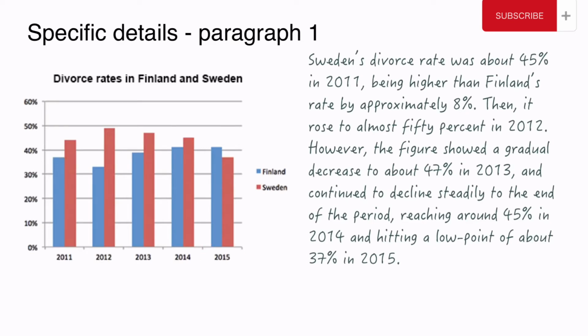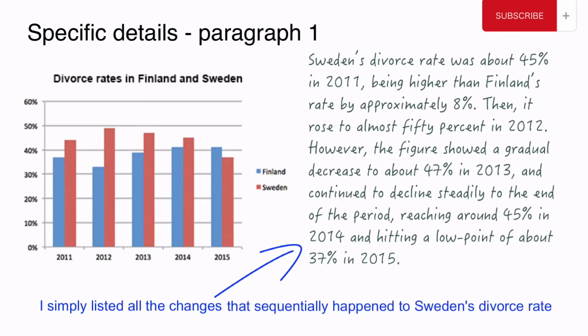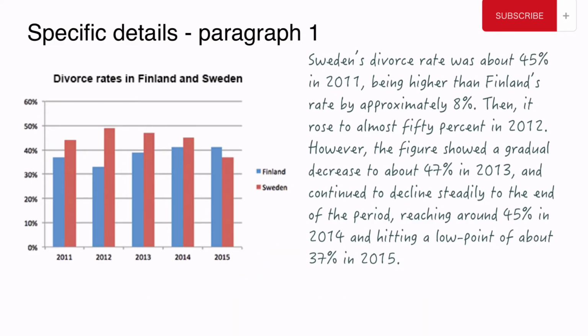You can see that I simply listed all the changes that sequentially happened to Sweden's divorce rate during the given time period. I started with describing Sweden's divorce rate in 2011 when I wrote, Sweden's divorce rate was about 45% in 2011. Pay attention to the word about that I used.